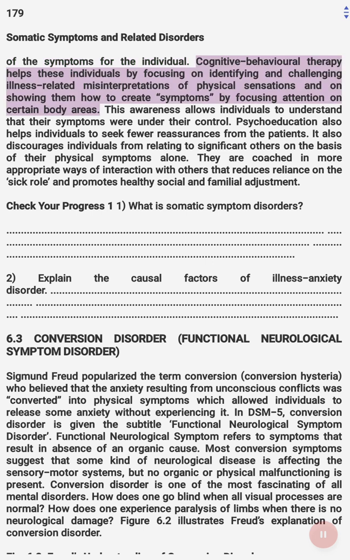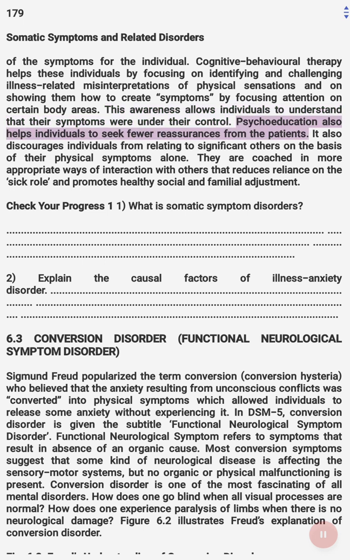Cognitive behavioral therapy helps these individuals by focusing on identifying and challenging illness-related misinterpretations of physical sensations and on showing them how they create symptoms by focusing attention on certain body areas. This awareness allows individuals to understand that their symptoms were under their control.